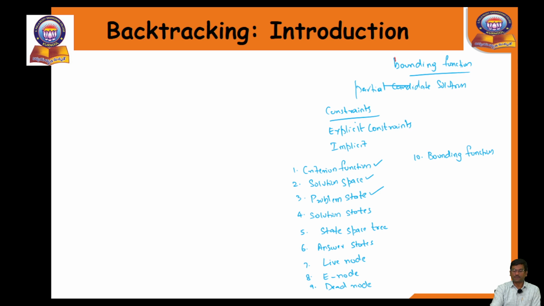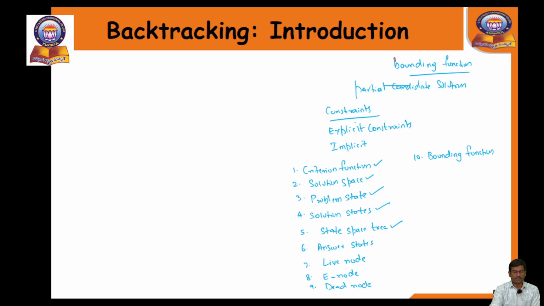And coming to the fourth one, the solution states. These are the problem states for which the path from the root to the state defines a tuple in the solution space. And coming to the state space tree, if we need to represent the solution space in the form of a tree, then the tree is referred to as the state space tree. If you need to denote the solution in terms of a tree diagram, such a tree diagram is called a state space tree.